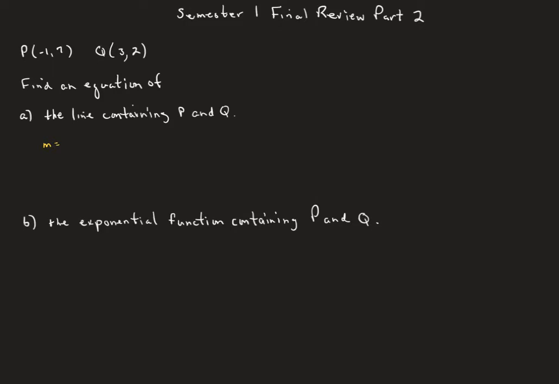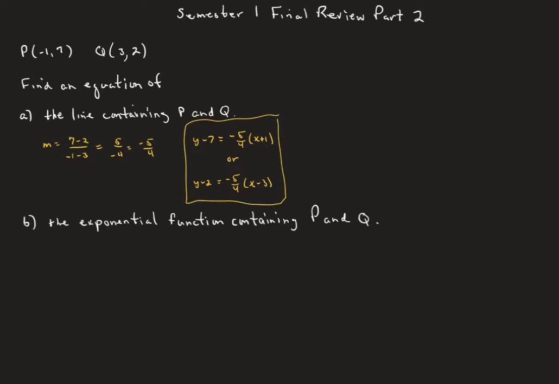So for the slope, we can go y2 minus y1 over x2 minus x1. That looks like it's going to be 5 over -4, or -5/4. Then we can pick either one of those 2 points. So we could write either y minus 7 is equal to -5/4 times x plus 1. That would be a correct answer. Or y minus 2 equals -5/4 times x minus 3. Those are equally acceptable. So there's a couple of equations of that same line.